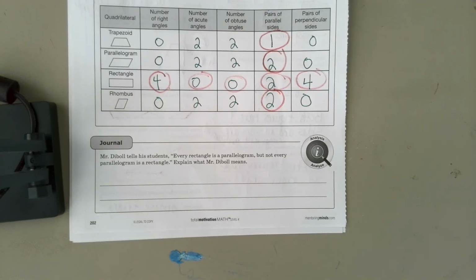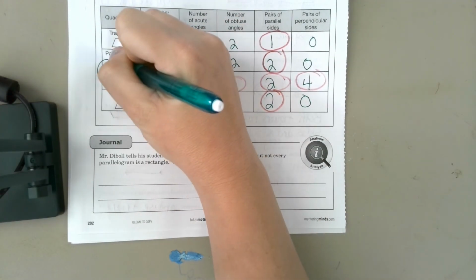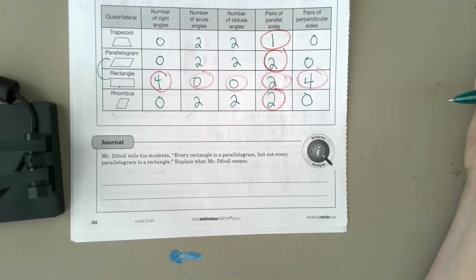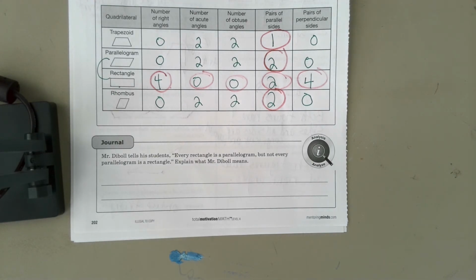Let's look at the journal portion. It says Mr. Duval tells his students every rectangle is a parallelogram. Every rectangle is a parallelogram, but not every parallelogram is a rectangle. Explain what Mr. Duval means. Okay. I would recommend you stop the video now and try and do that journal portion by yourself. You really need to think about what it means. And then I would pause the video, fill it out, and then come back, and I will be glad to write it down for you.